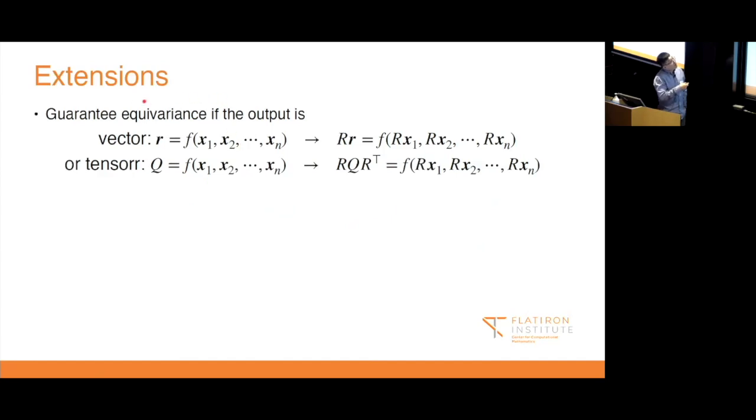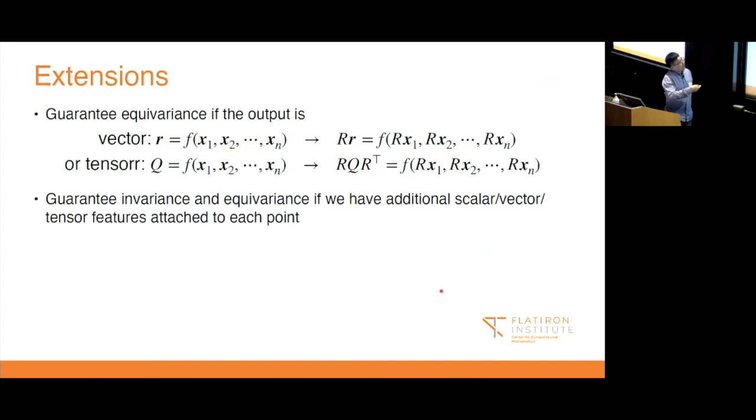For example, you can guarantee certain equivariance if your output is not just a scalar but a vector. If your output is a tensor, you can also ask for those kinds of equivariance. Those can also be achieved following the same idea. You just tweak the final output a little bit. And you can also guarantee invariance and equivariance if we have some additional scalar, vector, or tensor features attached to each point. Like in the second example, if your input is not only x but also u, you can also ask for those kinds of symmetries. It's also possible to achieve.